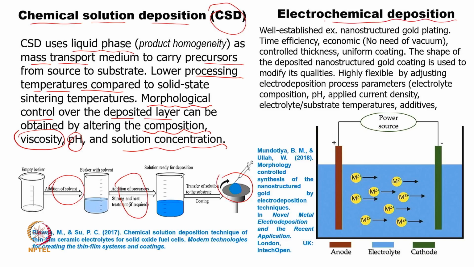Electrochemical deposition, as I mentioned, relates to something we studied in corrosion. There is an anode, and the red color shows that this is a sacrificial anode. It will be losing material and it is getting deposited on the cathode, and the green color shows the added material on that. So, those things are possible. Now, this is an age-old technology, not a new one, and we know very well that nanostructure gold plating is done using this electrochemical deposition method. That is why it has been written: the well-established example is nanostructure gold plating.